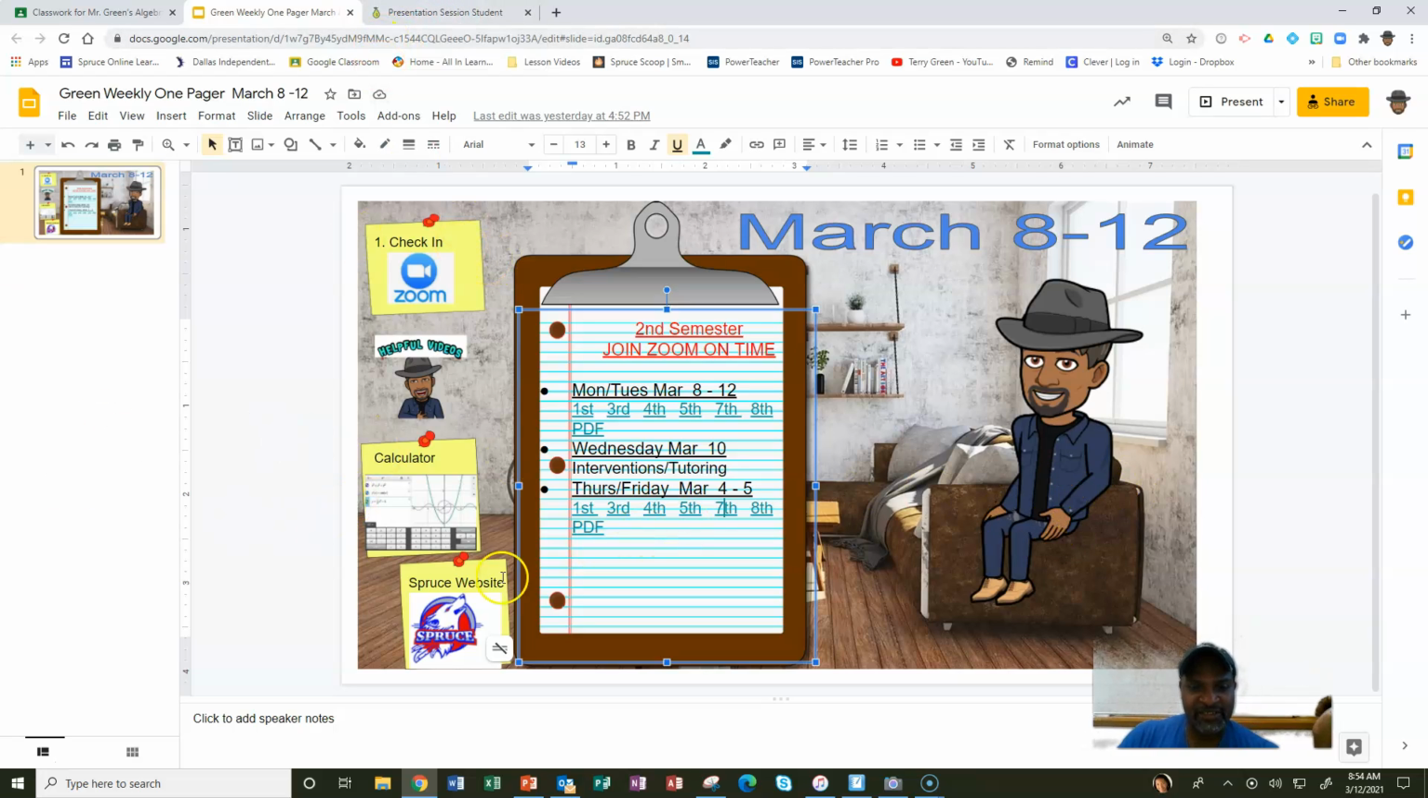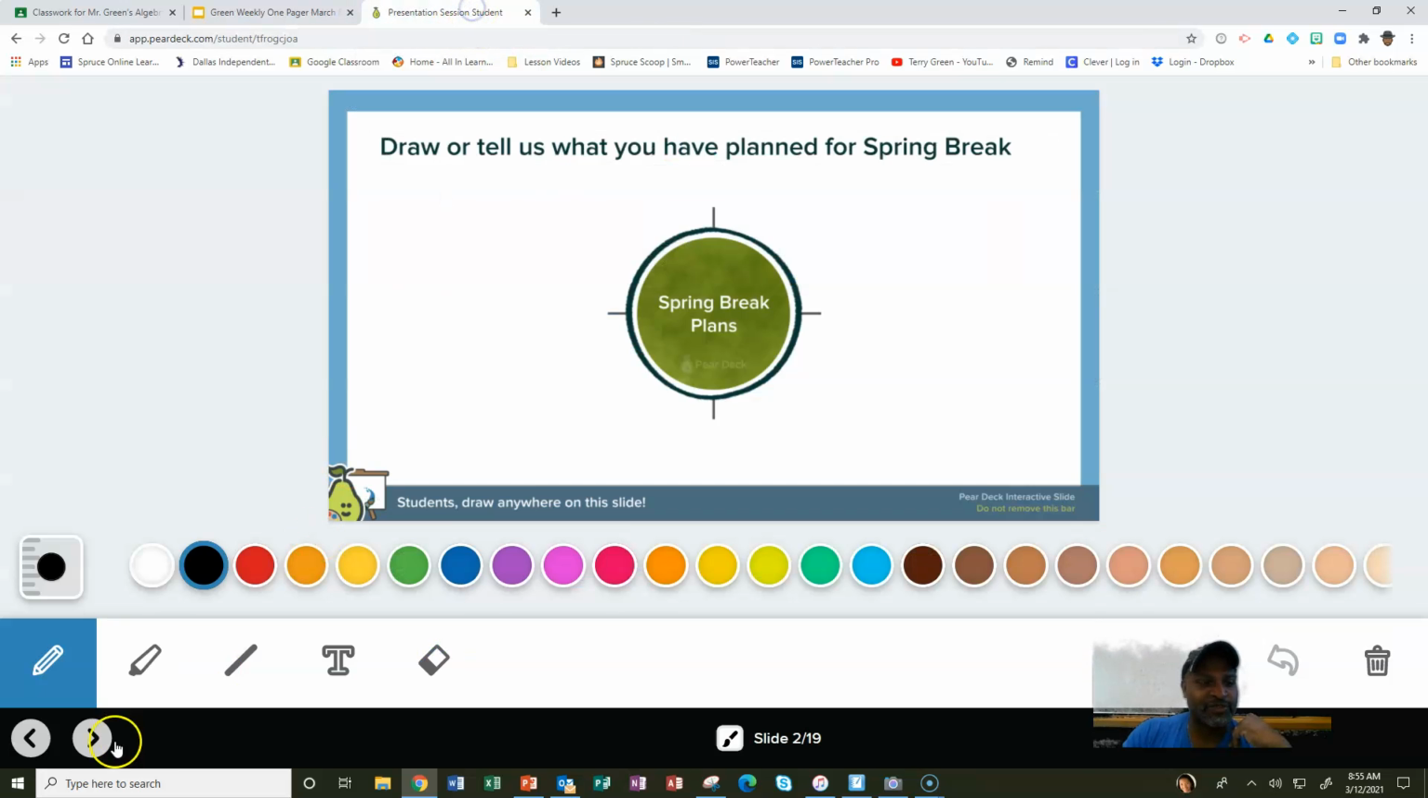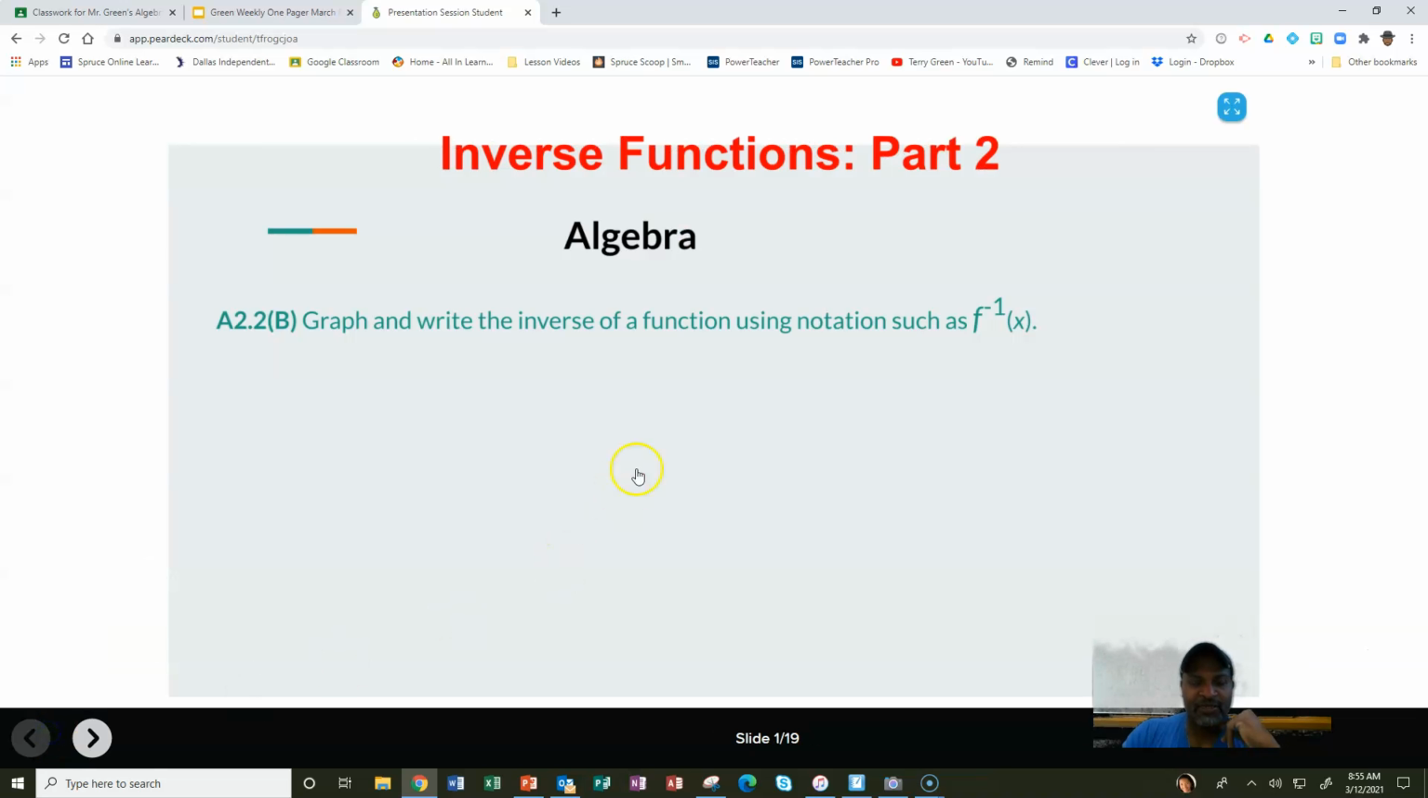So you're going to access your lesson by going to the one pager, and of course you're going to pick whichever class you're in. Just pick your class right here, Thursday, Friday. This is supposed to be actually 11/12, not March the 5th. That's a mistake on my part. That'll be fixed by the time that you see this video. So you click on this, it's going to take you to the Pear Deck Inverse Functions Part 2 Algebra.